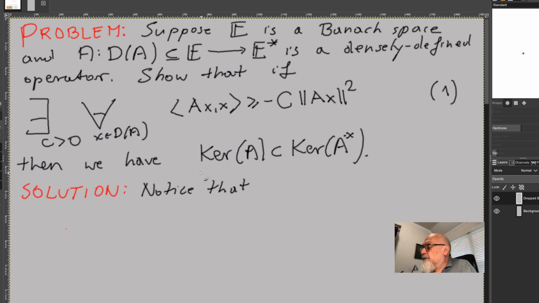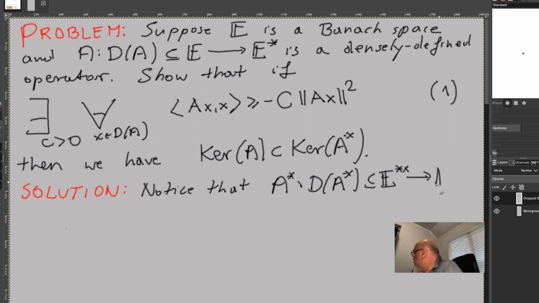So let's do the solution. First of all, notice that A star is basically also an unbounded operator, which is defined on the space E double star, and it goes to E star.